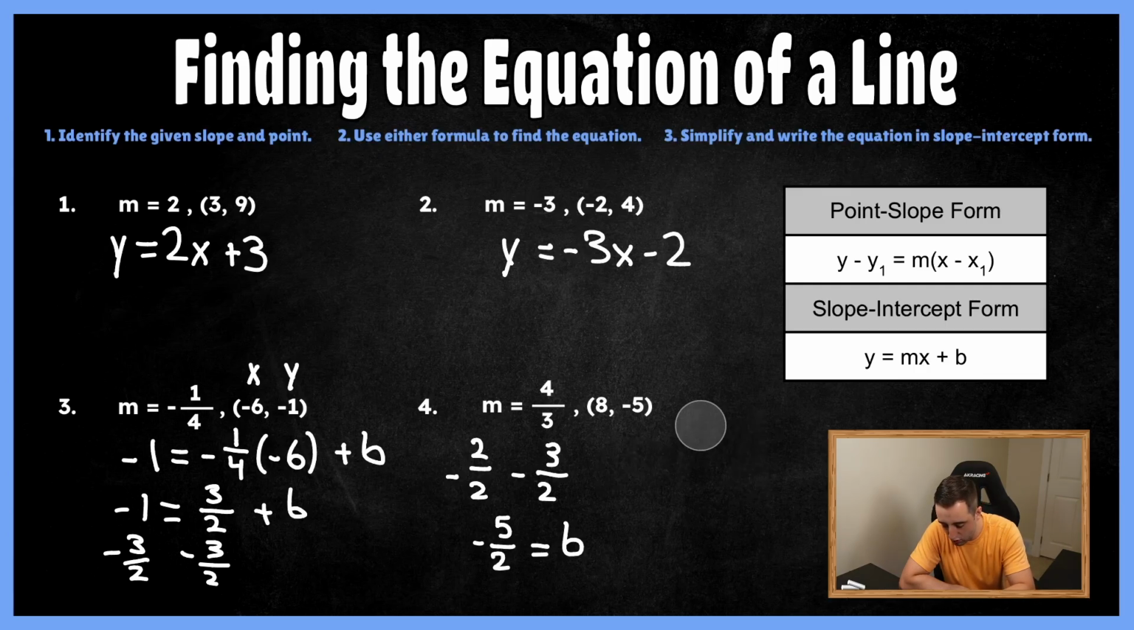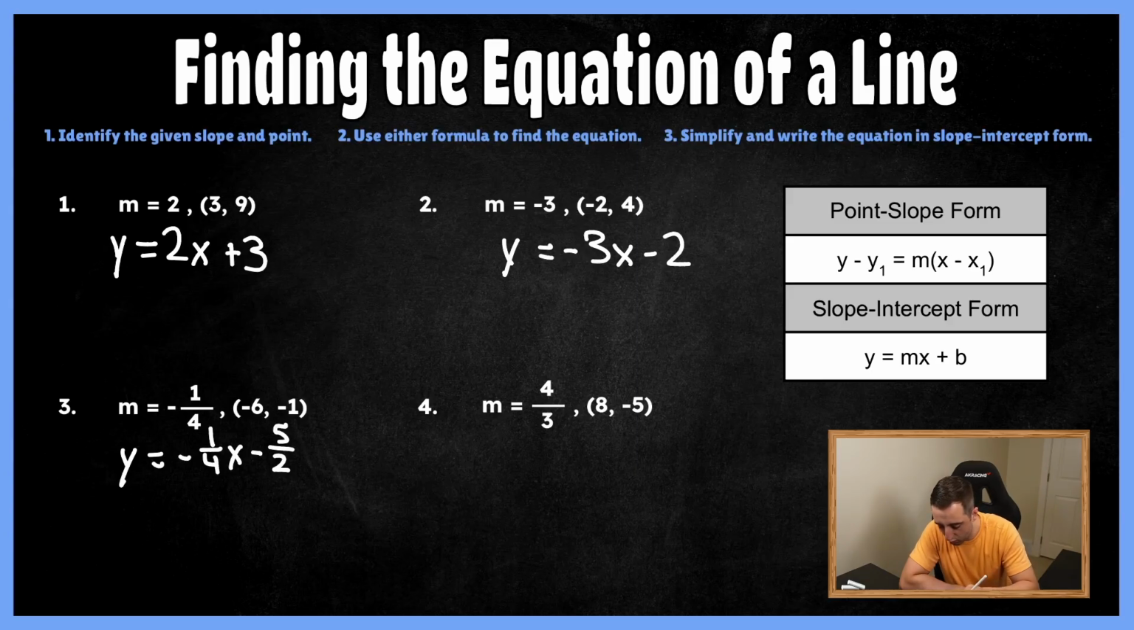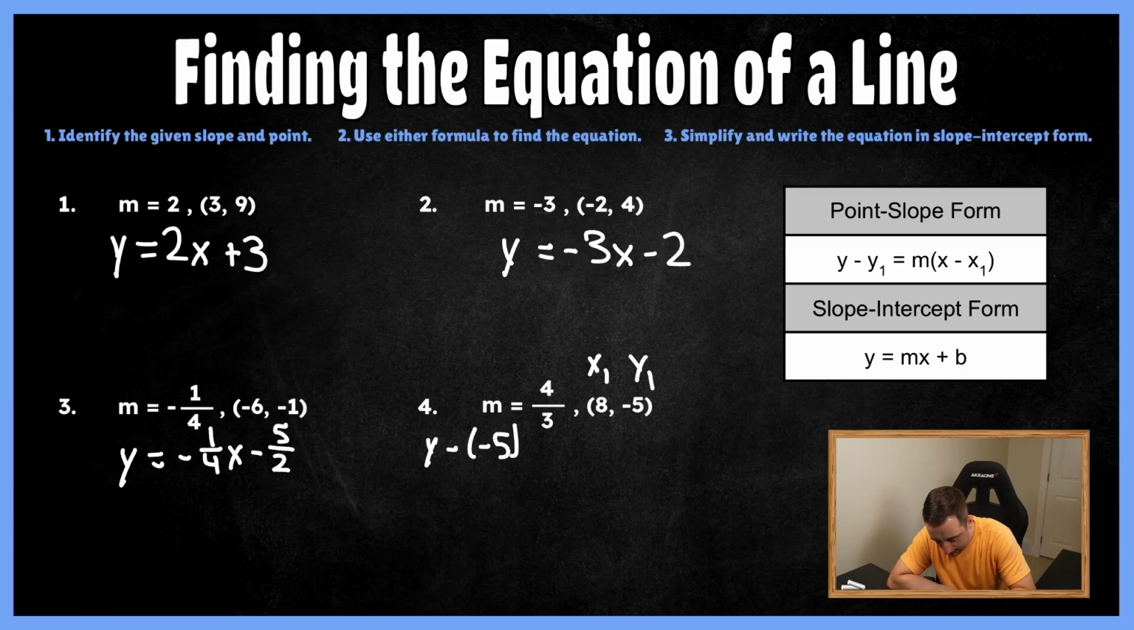And now on to the very last one. So let's go ahead and write our equation down for number 3, getting us that space. So we have y equals negative 1/4 x minus 5 halves. Now for number 4, let's use point slope form. So we'll label this x1, y1. Let's plug it into point slope form. So y minus negative 5 equals 4/3 on the outside of parentheses, x minus 8.